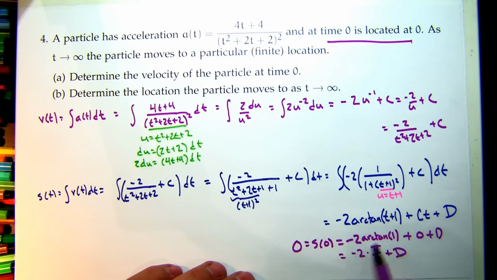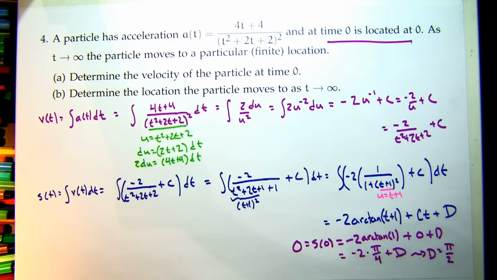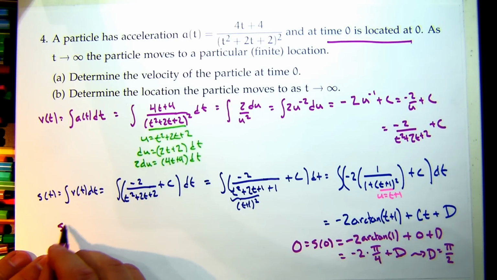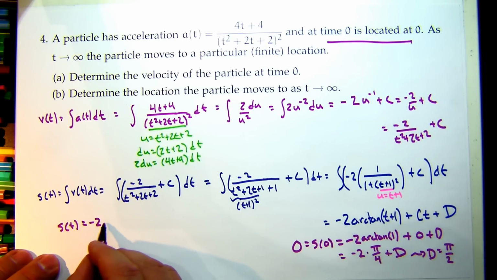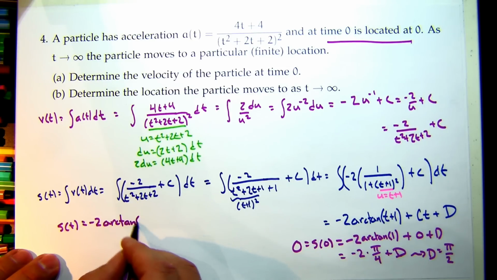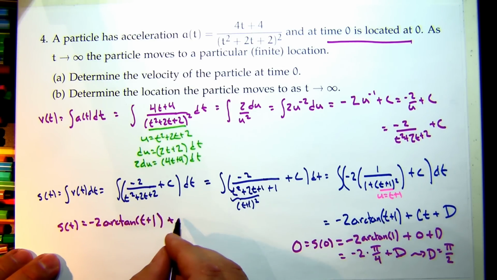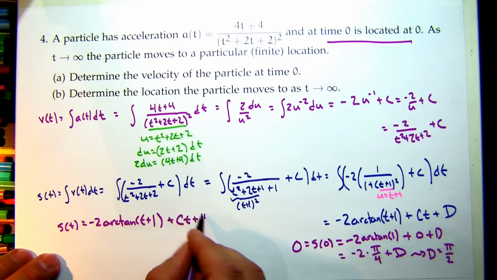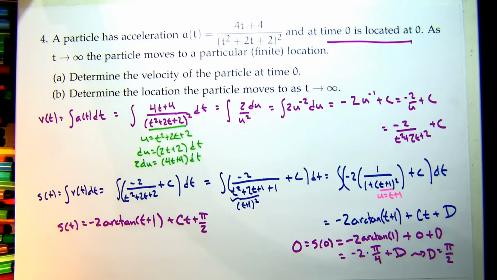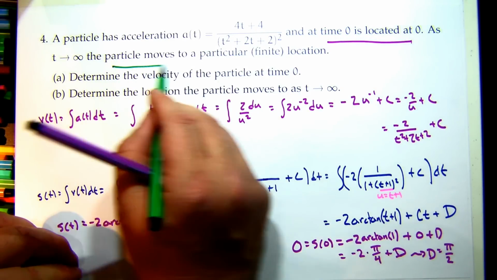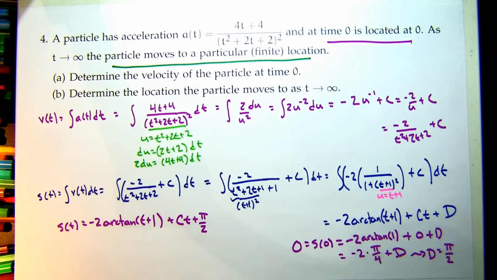So, negative 2 times pi fourths plus d equals 0, so we can conclude that d is pi over 2. All right, so now we have the following. Updating, our position looks like negative 2 arctangent of t plus 1, plus some constant c times t, plus pi halves. Now let's figure out c. The other piece of information that we have is the following: the particle moves to a finite location as time goes to infinity.